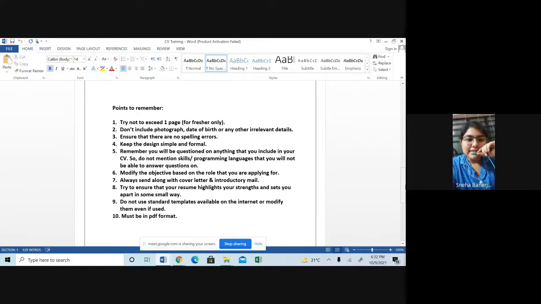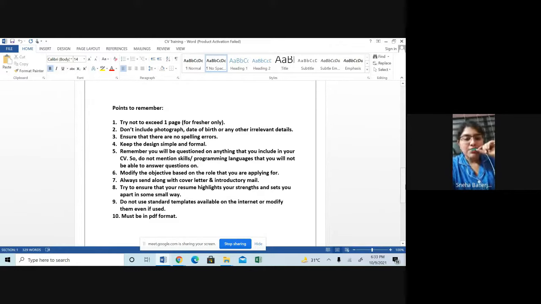The next point is to always send it along with a cover letter and an introductory mail. You must not send a mail with just your CV included, nothing else, without a cover letter or an introductory email. Trust me, no one is going to open your file and read it. So it's very important to write one or two lines as an introductory email, or to send along a cover letter with it.